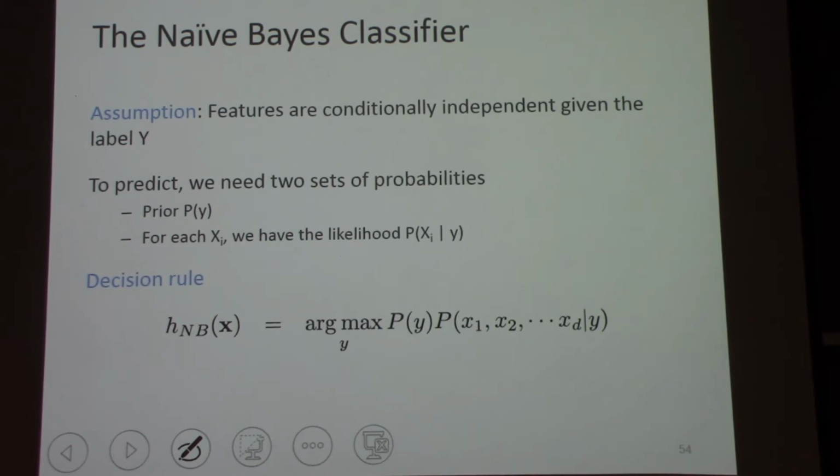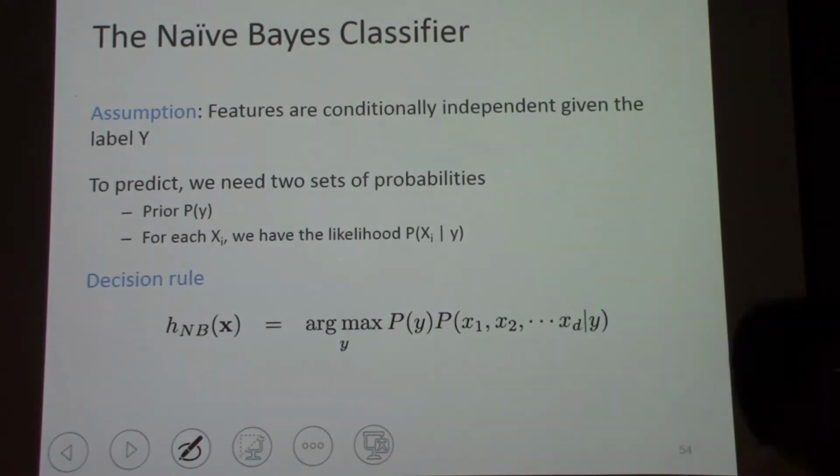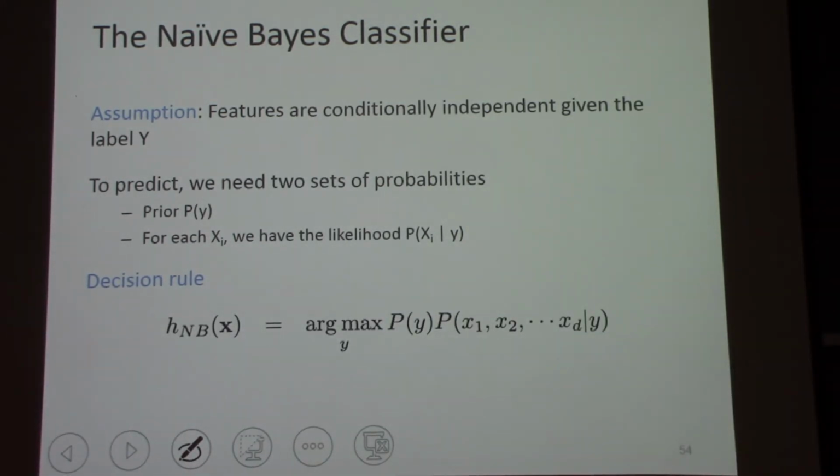So I'm using this notation H just to tie it to what we did before in the class. H is a function that takes an input X and produces a label. The naive Bayes classifier takes the input X and computes this product for every label, P of Y times P of X given Y, and finds the label that has the highest one. But that's not all. Because we have this naive Bayes assumption, this product is simplified.